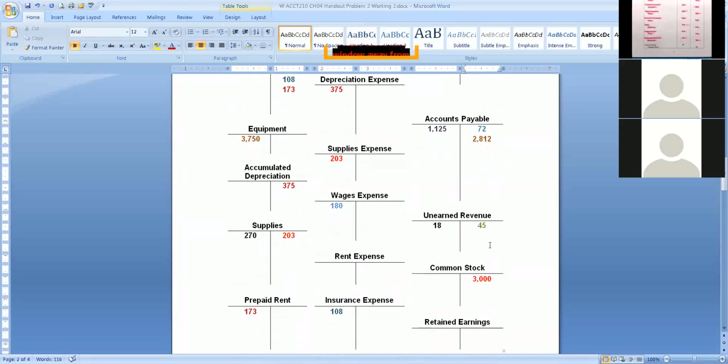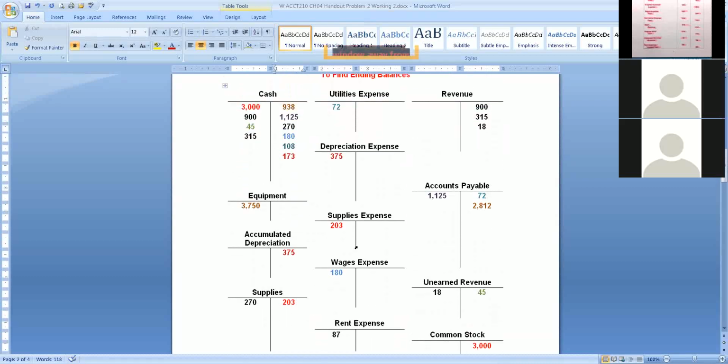Okay, we have rent expense and prepaid rent. We just did this, we had prepaid insurance, the same idea. So rent expense was 87. And so we used up 87 of the prepaid. Oh, so this is what they all posting.